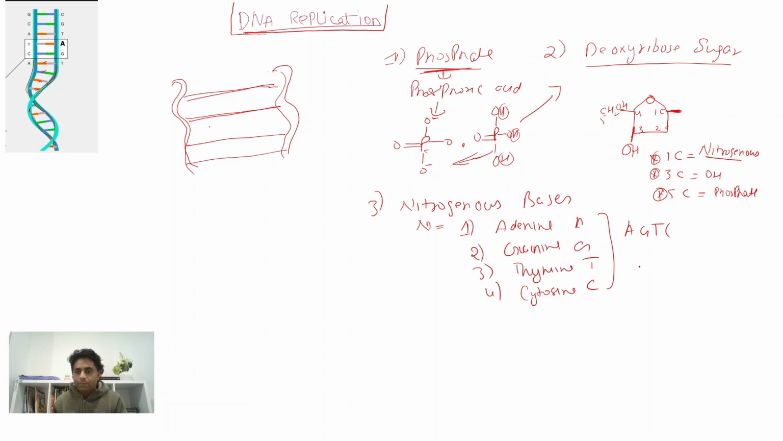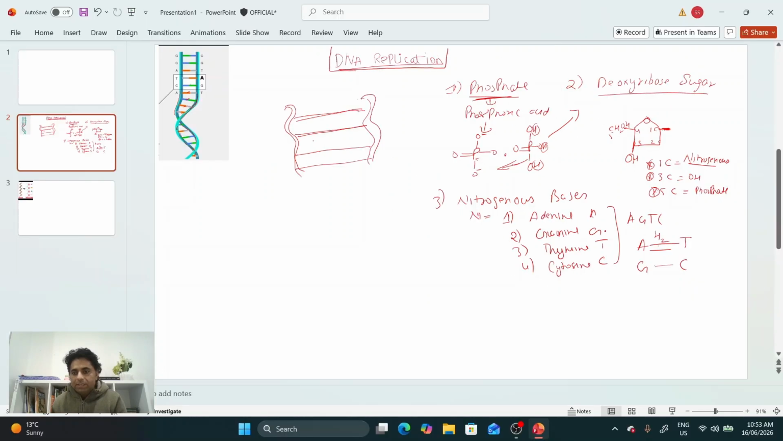And a very important part: A always pairs with T and G always pairs with C. And the pairing between A and T is a double hydrogen bond, and G with C has a triple hydrogen bond. Okay, so you need to remember these two important points. Here you can see in the image, A with T, G with C, T with A. So A always pairs with T and G always pairs with C. A and T have a double hydrogen bond, G and C have a triple hydrogen bond.